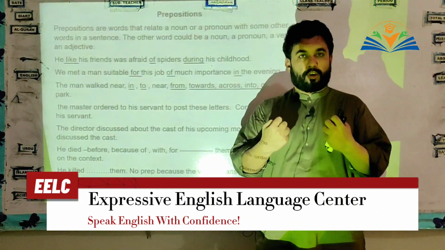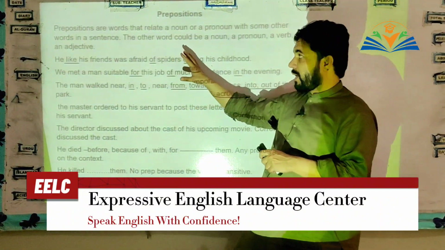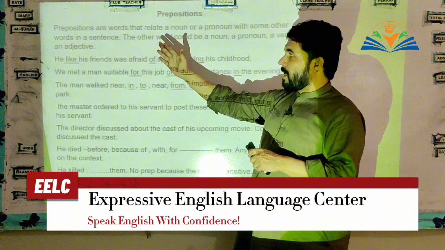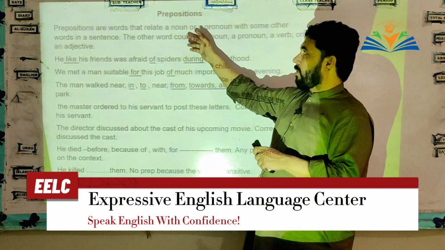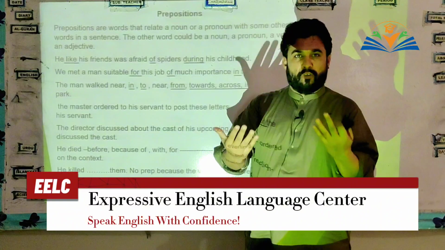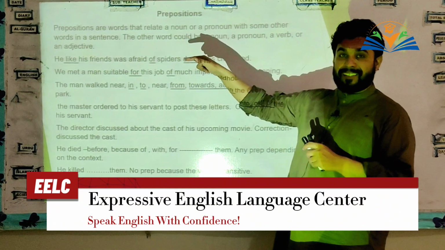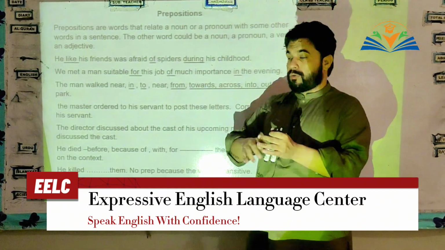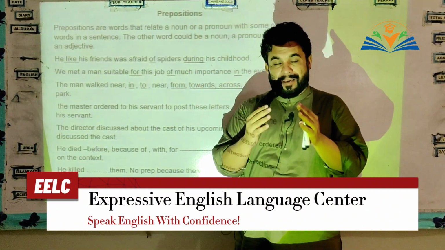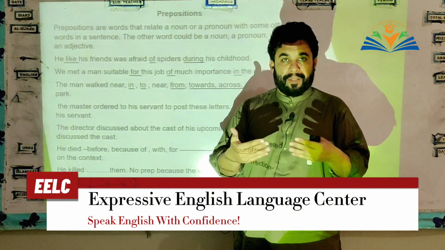What could be the accurate or authentic definition of a preposition? Let me define it this way. Prepositions are words, as you can see it written over here. Prepositions are words that relate a noun or a pronoun. It does the job of showing a relationship between a noun or a pronoun with some other words in a sentence. So as you can see it written over here quite clearly, the preposition predominantly shows relationship between words and phrases in a given sentence.